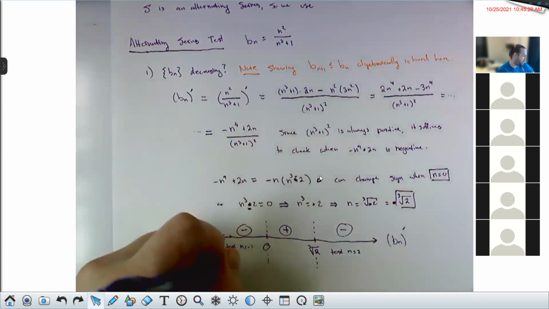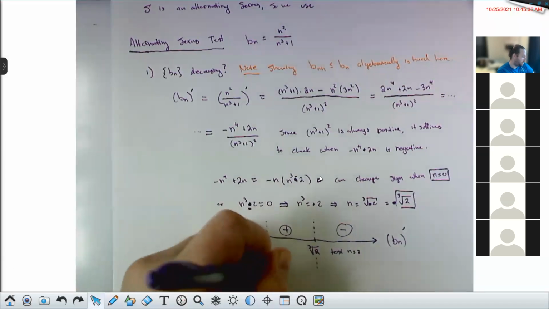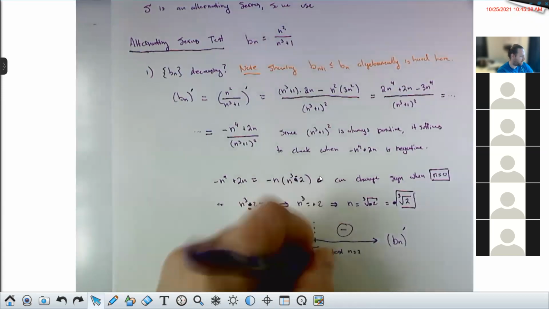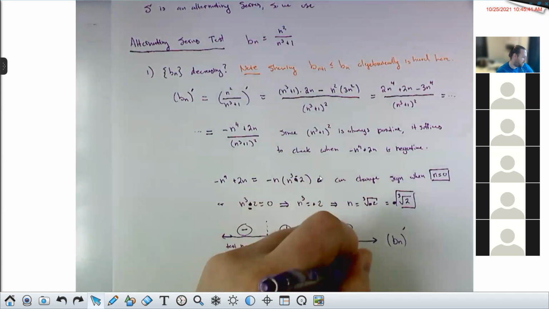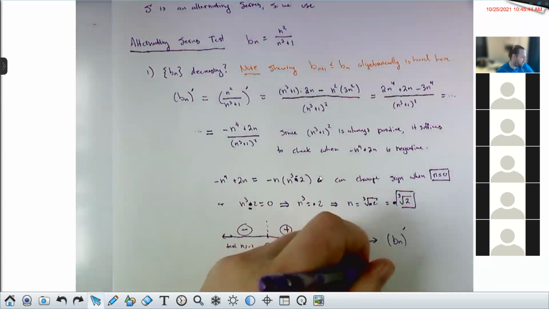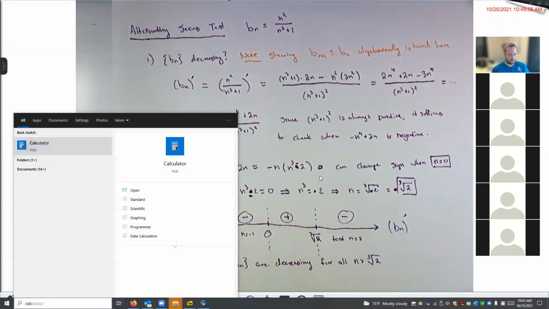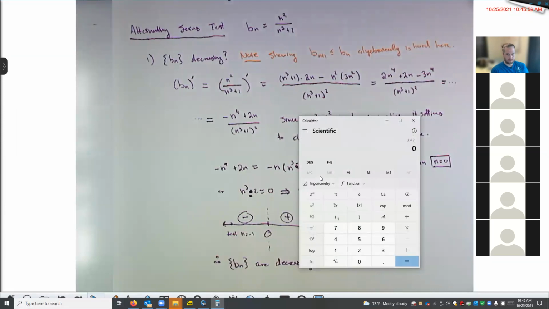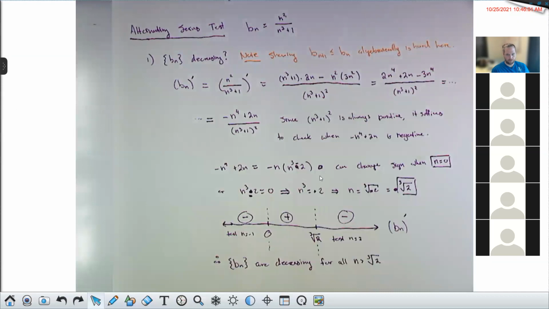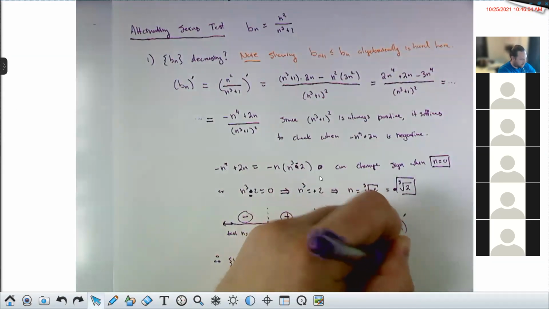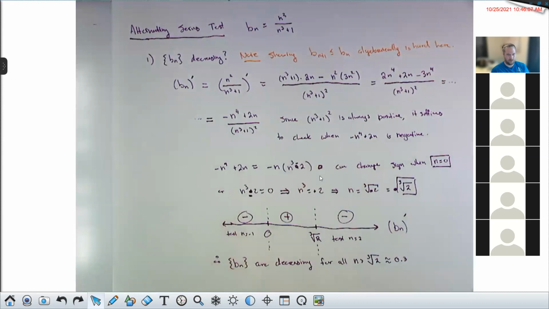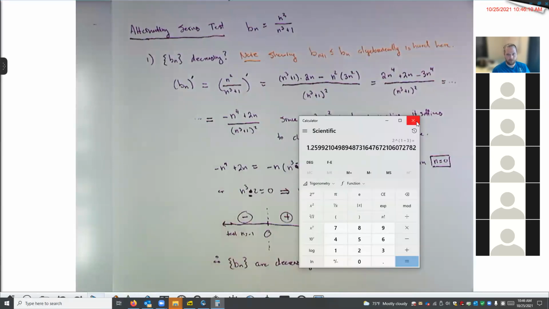Therefore, the Bn's are decreasing for all n's greater than the cube root of 2. And remember, n is supposed to only take on integer values. The cube root of 2 is like 1.6 or something, right? Let me check. Smaller than that. Yeah, 0.3, sorry. Oh, wait, hang on. That's just giving me 1/3. Yeah, 1.25. Sorry.